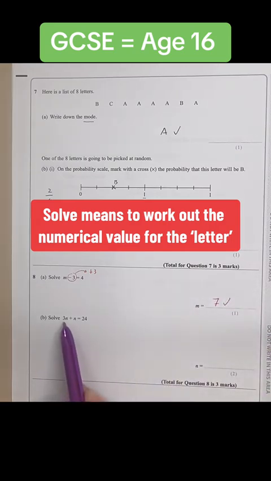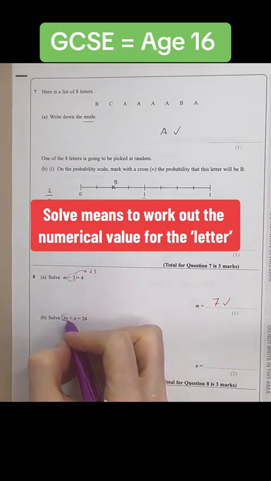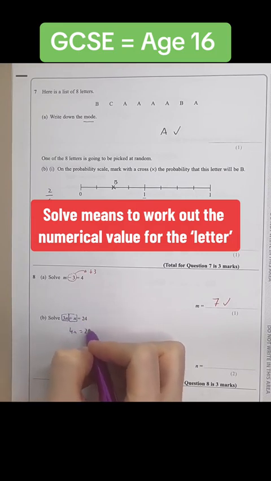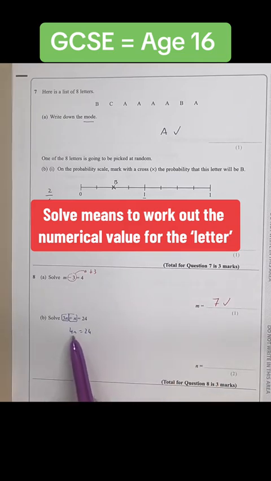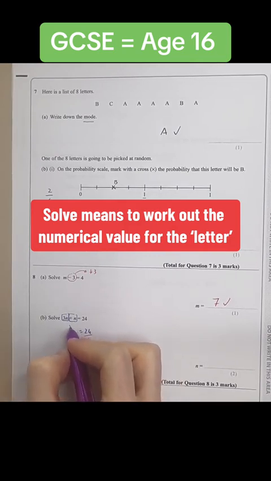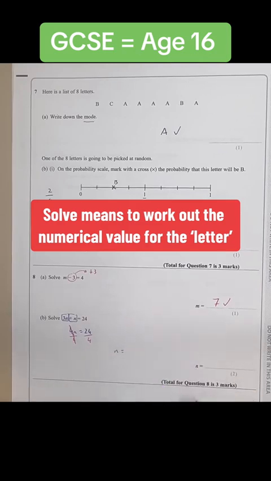Part B, solve 3n plus n equals 24. Again, solve means to work out the value of the letter. My first step is to collect like terms. I know 3n add single n will simplify to give us 4n. So 4n equals 24. I don't want 4n, I want to find the value of n. A number in front of a letter means to multiply. The opposite of multiply by 4 is to divide both sides by 4. 4 over 4 will cancel, leaves us with n. And 24 divided by 4 gives us 6.